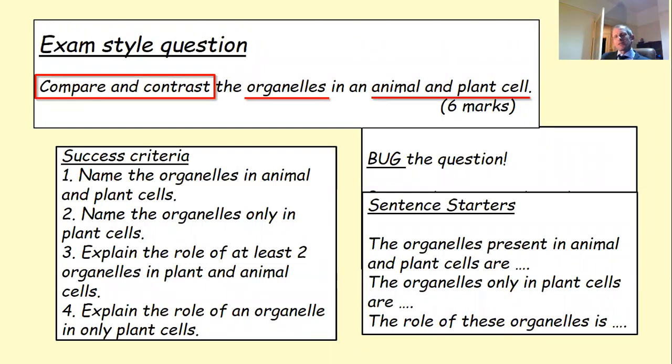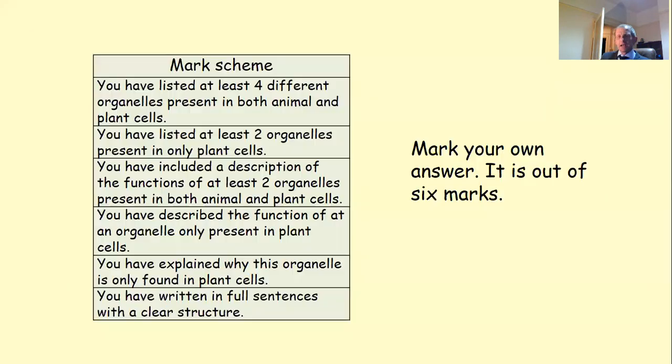Okay, well done, guys. We're nearly there. We're just going to very quickly go through the mark scheme. So if I was marking the exam and that was one of the questions that would be marked, this would be what I would be looking to find in your answer to be able to give you marks. So if you have listed at least 4 different organelles that are present in both animal and plant cells, then you can give yourself a mark, okay?